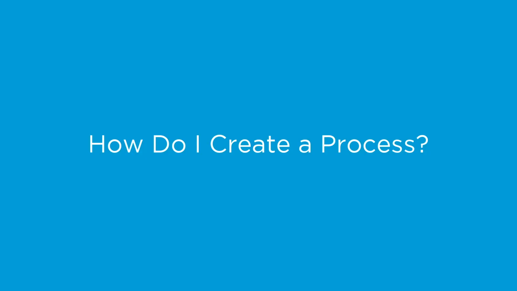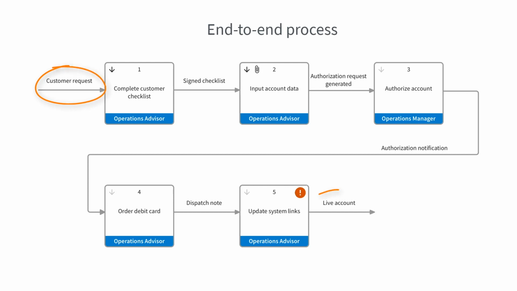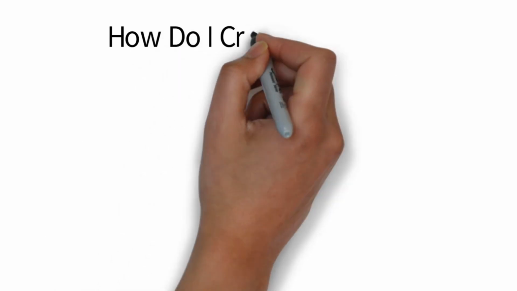Welcome back. In the previous video, we looked at how Jody got started by defining the scope of a process, adding an activity for each step, and how to ensure process integrity. In this video, we'll look at how she'll create a process using TIBCO Cloud Nimbus.